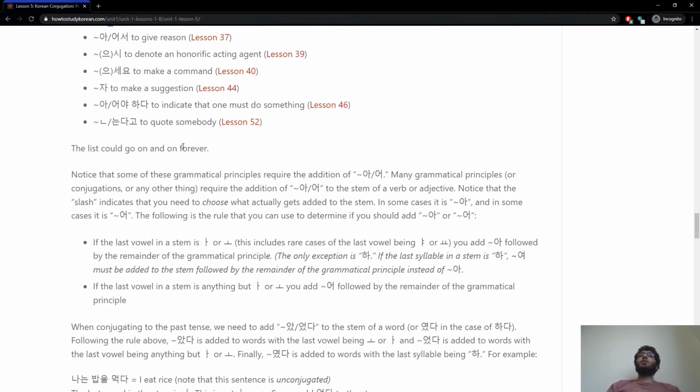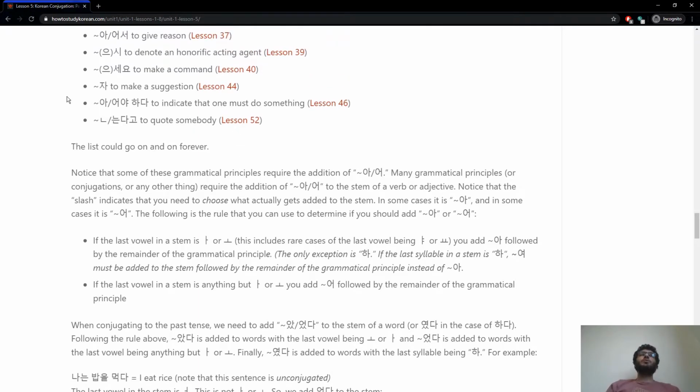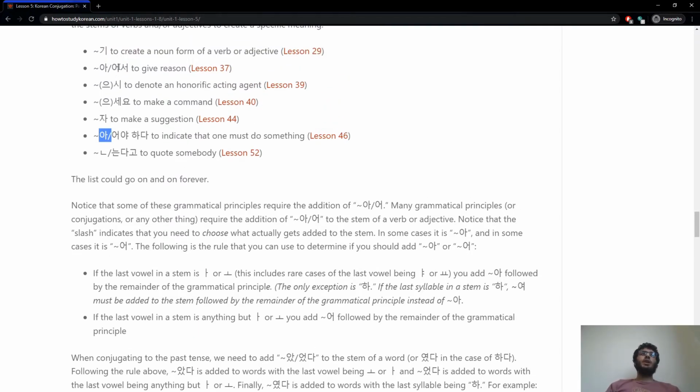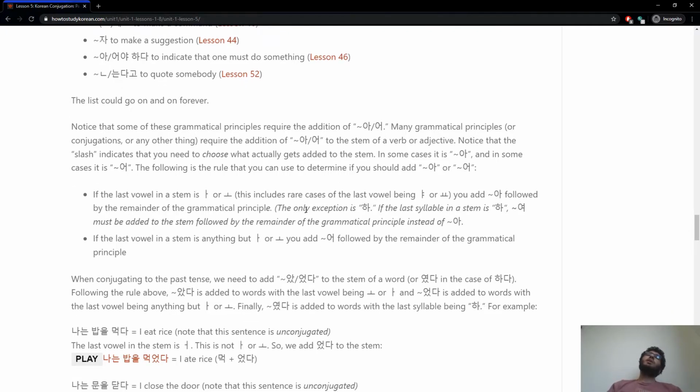The list does go on and on and on. Notice that some of these grammatical principles require a or o. Many grammatical principles or conjugations or other things require the addition of a, o, which you'll see here, a, o, and then ya, hada. Here, a, o, and then 서. Can I think of one? Regular conjugation requires that as well. What else requires that? I can't think of anything off the top of my head.